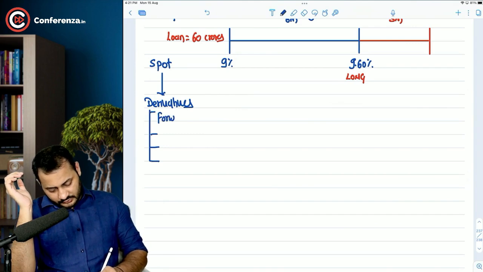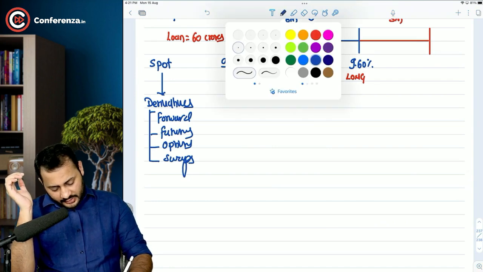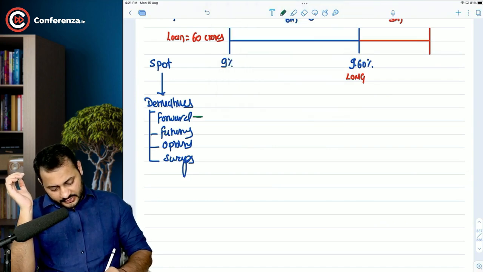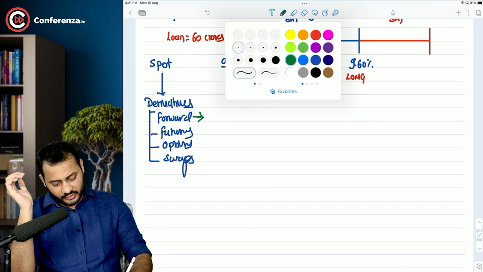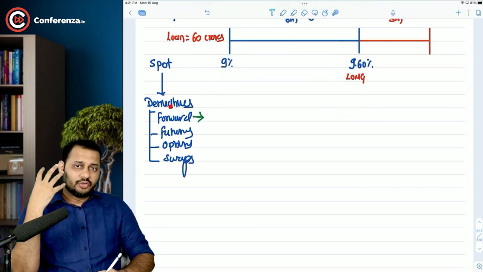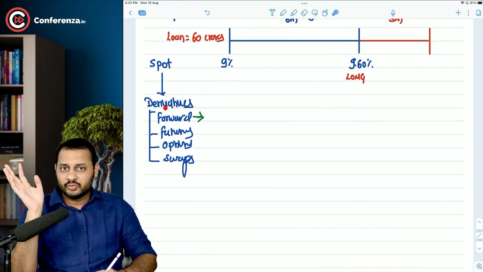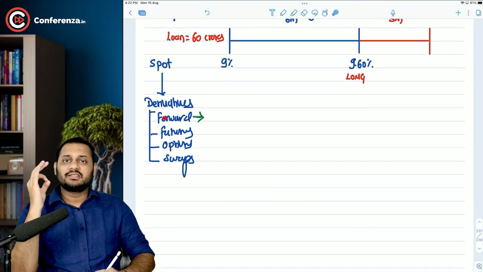So this is forward, futures, options, swaps, and for now we will be discussing this forward contract. In the derivatives market, there is no specific place where this market opens every day and closes every day, right? This is just a contract.